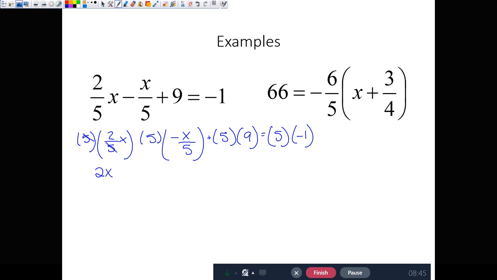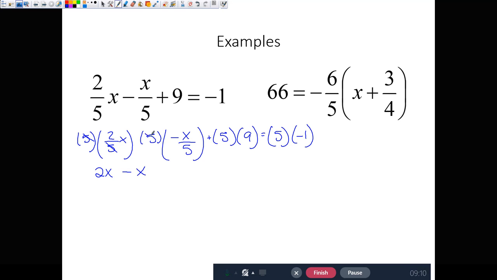However, I can, 5 divided by 5 is 1. 1 times 2 is 2. So if you do the math, you'll be fine. This is just a quicker way of getting to the same thing. So here I do 5 times negative 1, which would be negative 5. Negative 5 divided by 5 would be negative 1. So I just would have negative x still.